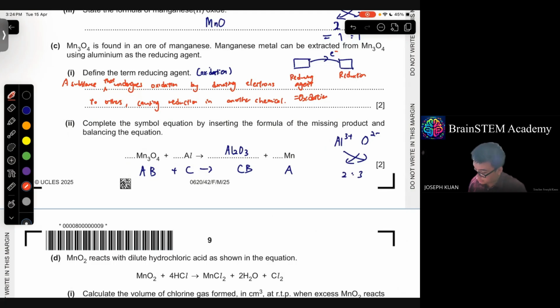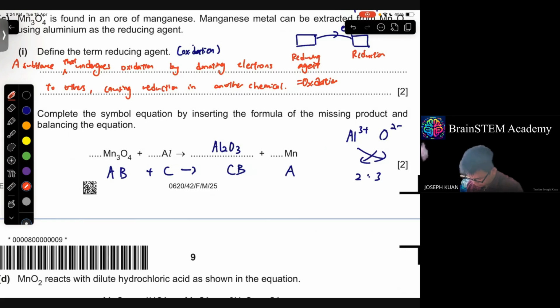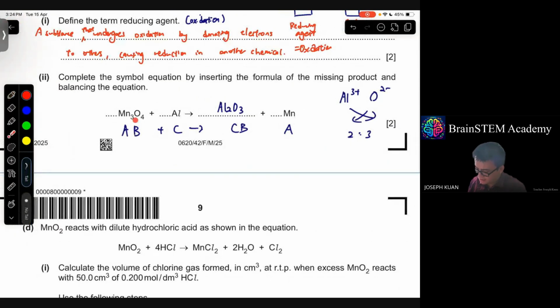And to balance this equation, all we have to do is simply be attentive to it. Now, it's found that O on the left-hand side has 4. O on the right-hand side is 3.